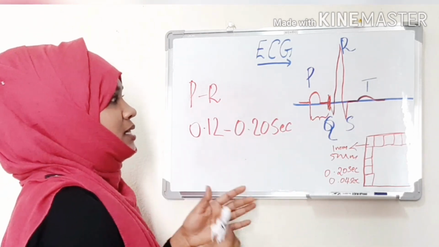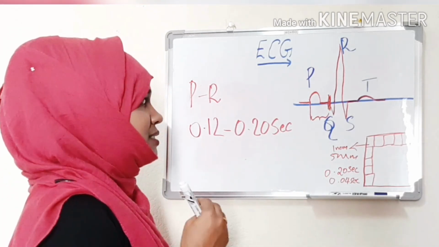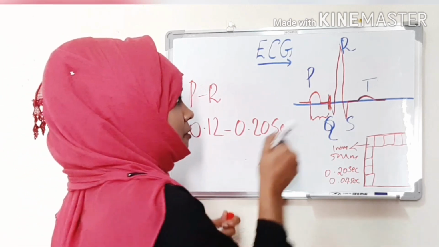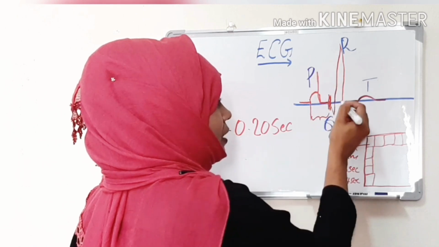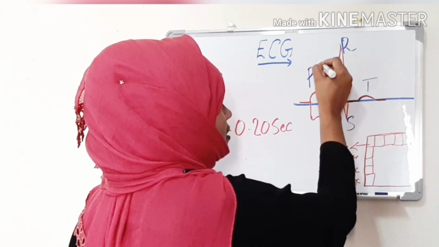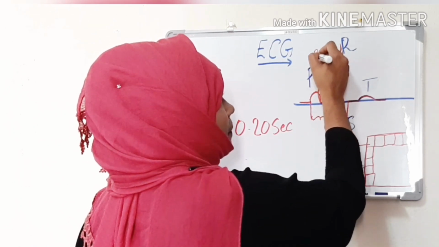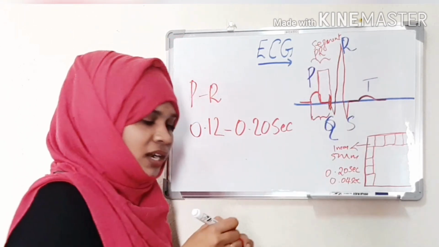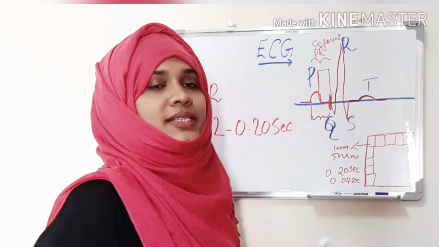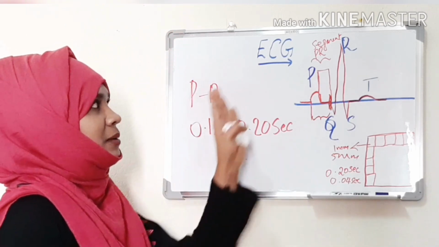Okay. Next is the PR segment. The PR segment represents the end of the P wave to the initiation of the Q wave. This is called the PR segment, and it represents less than 2 small squares on the ECG. So that is the PR interval and the PR segment.